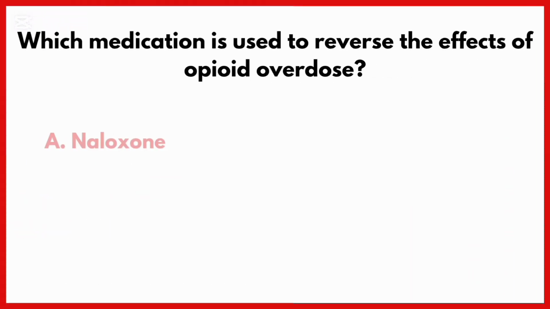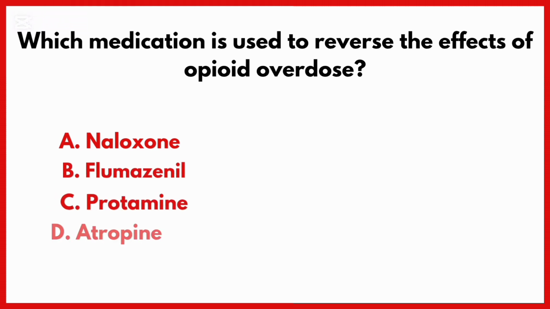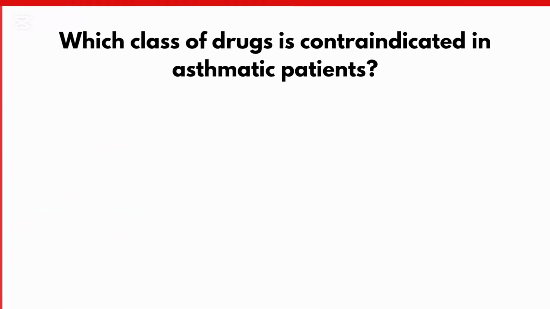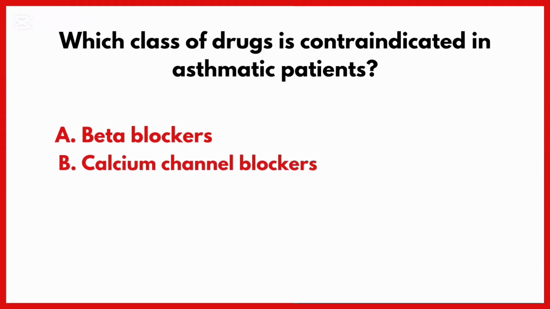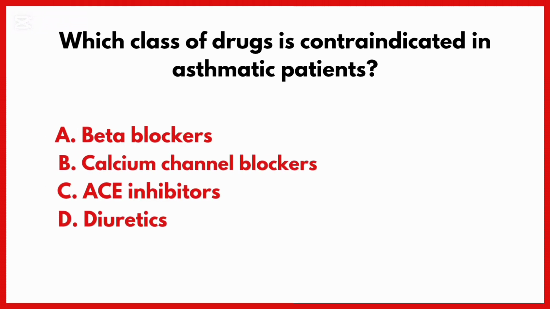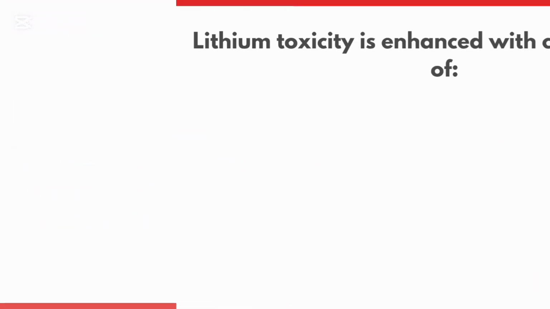Which medication is used to reverse the effects of opioid overdose? Correct answer is option A, naloxone. Which class of drugs is contraindicated in asthmatic patients? Correct answer is option A, beta blockers.